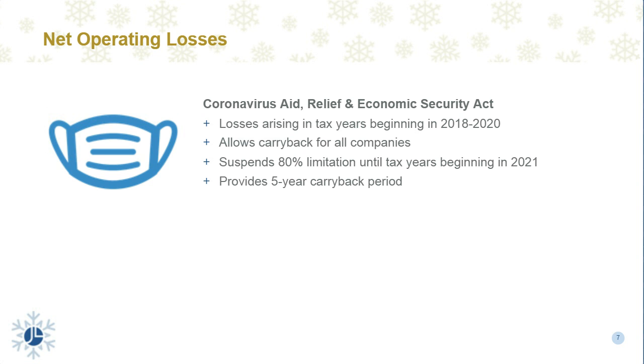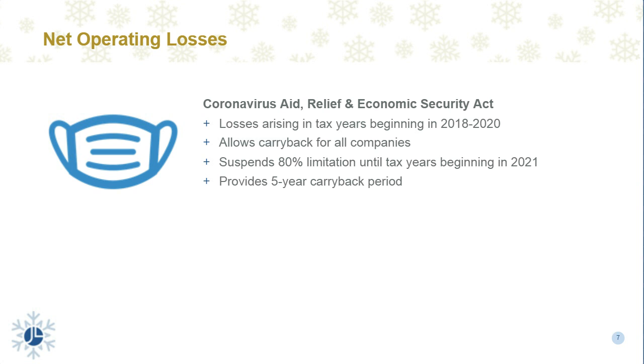So fast forward to the CARES Act, the Coronavirus Aid, Relief, and Economic Security Act, which was signed into law in March of 2020 this year. And really what this did is it suspended some of those provisions in the TCJA related to net operating losses. First, losses arising in tax years beginning in 2018 through 2020 can essentially be carried back for all companies. So there is no longer a difference between a life insurance company, a regular subchapter C corporation, and a P&C insurance company for these two years.